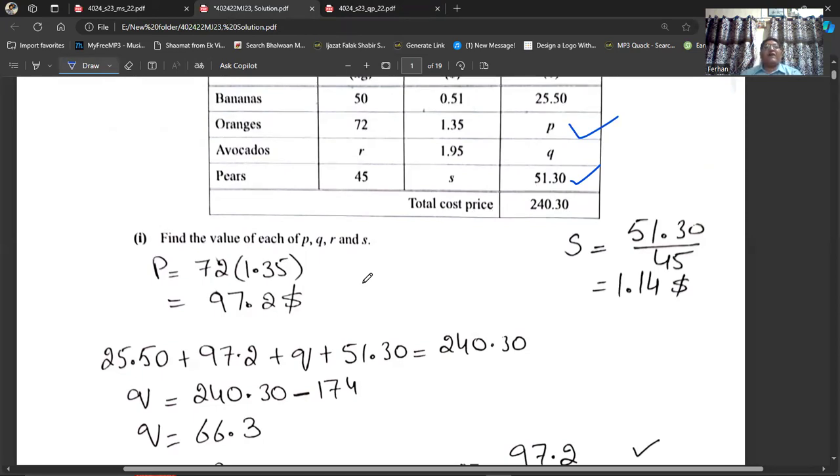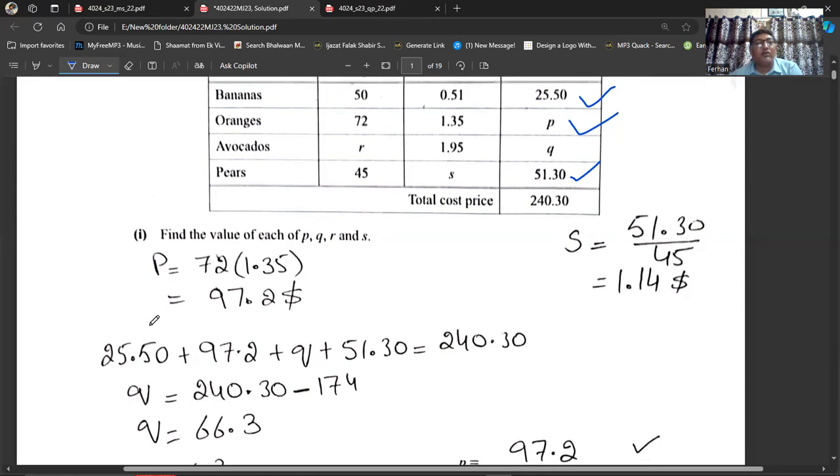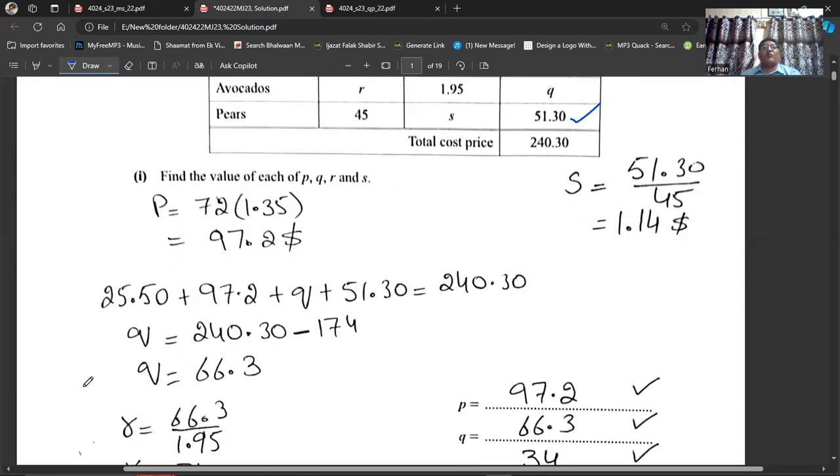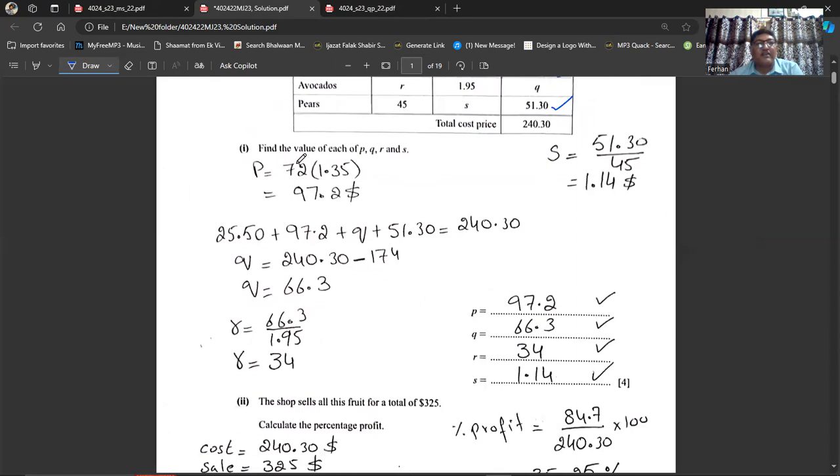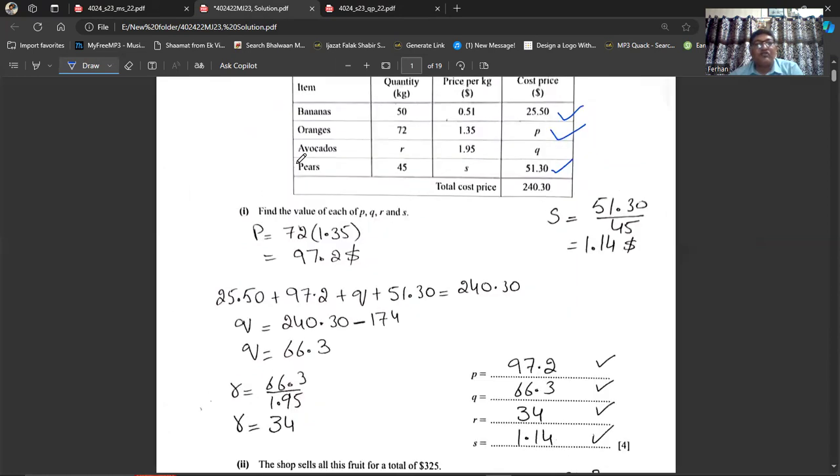So 25.50 plus P, which is 97.2, plus Q, plus 51.30 will be equal to 240.30. So Q will be equal to 240.30 minus 174, and the Q value will be $66.3. So now we know the Q value also. We know the P value, we know the Q value, we know the S value.